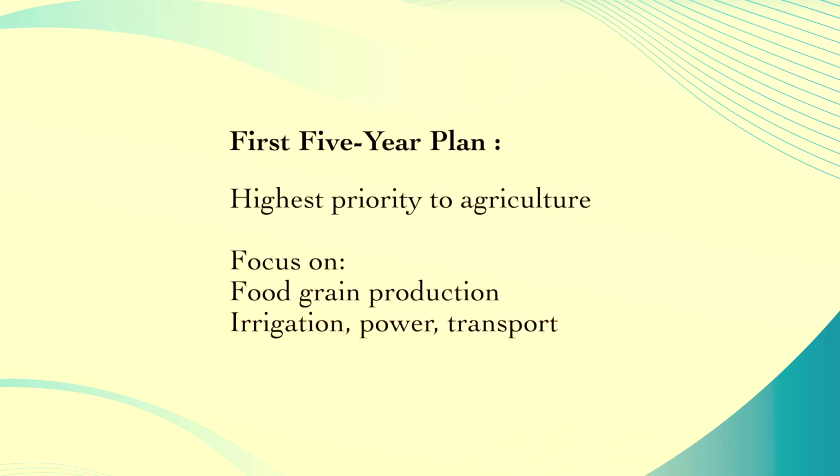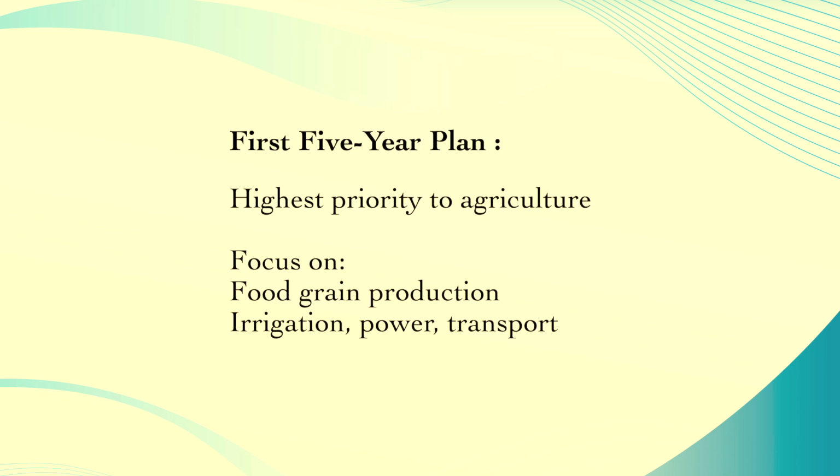Agriculture and related issues, if I talk about the Planning Commission, received the highest priority in the earlier plans, during 1950 to 55. It was primarily aimed at enhancing agricultural production and strengthening key economic infrastructure, such as irrigation, power, and transport in the post-independence period. At the same time, our country was confronted with acute food shortage, and so the plan emphasized increasing food grain production to address this crisis.